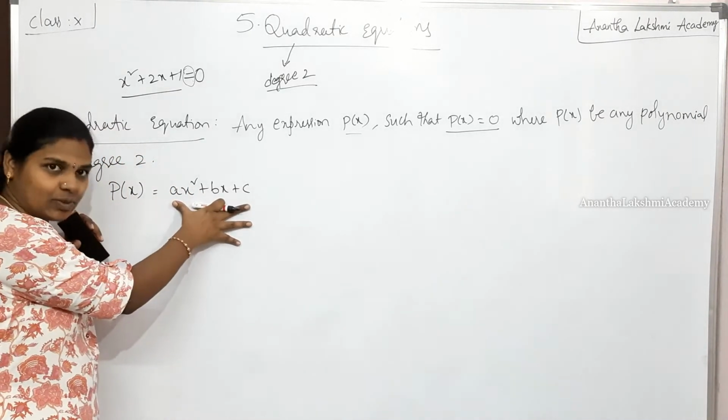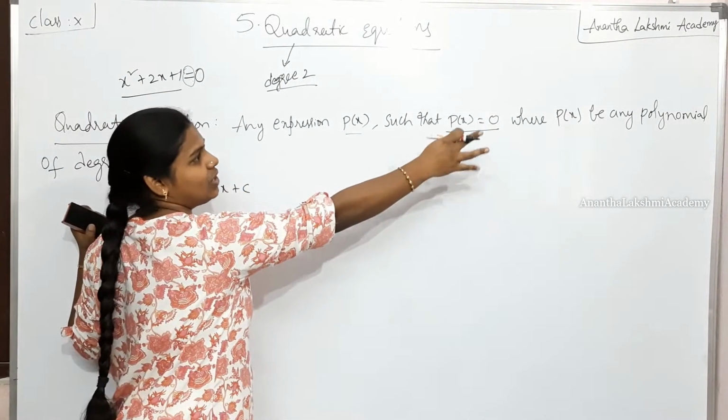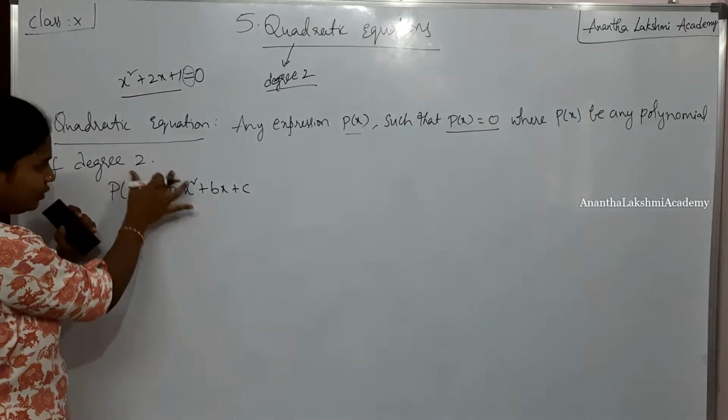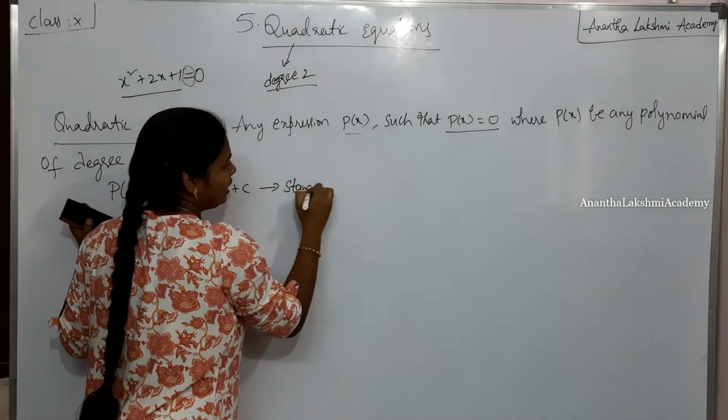This can be called a quadratic expression when p of x is any polynomial of degree 2, then this is the standard quadratic equation. What is this?